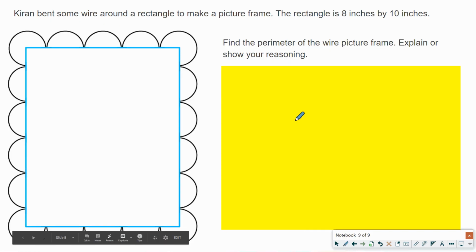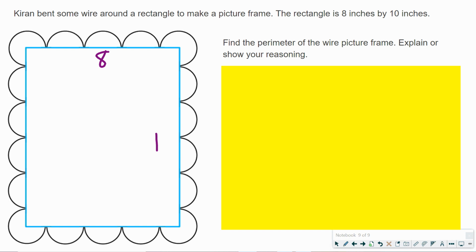Okay, my last example. Kieran bent some wire around a rectangle to make a picture frame. The rectangle is 8 inches by 10. So that means that this part is 8 and this part is 10. Find the perimeter of the wire picture frame. Explain or show your reasons. So we want to find the perimeter of the wires that go all the way around.